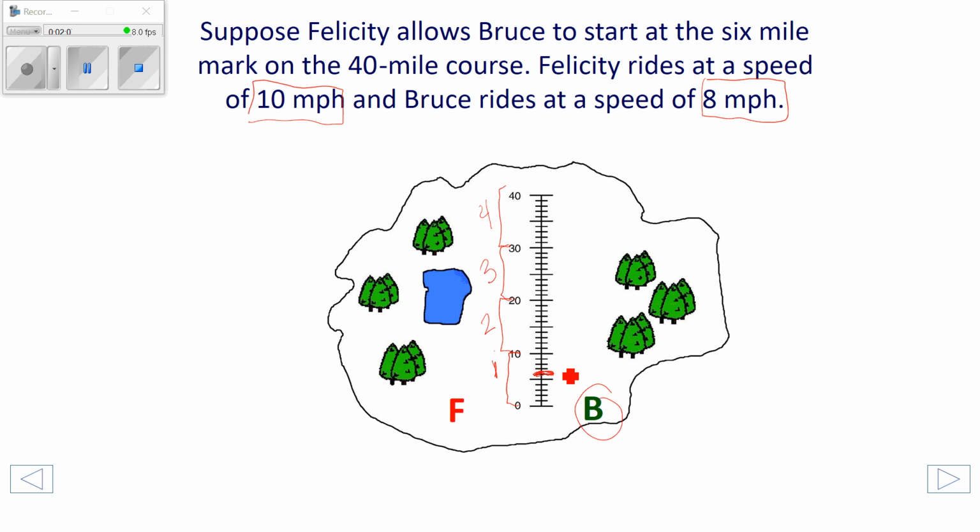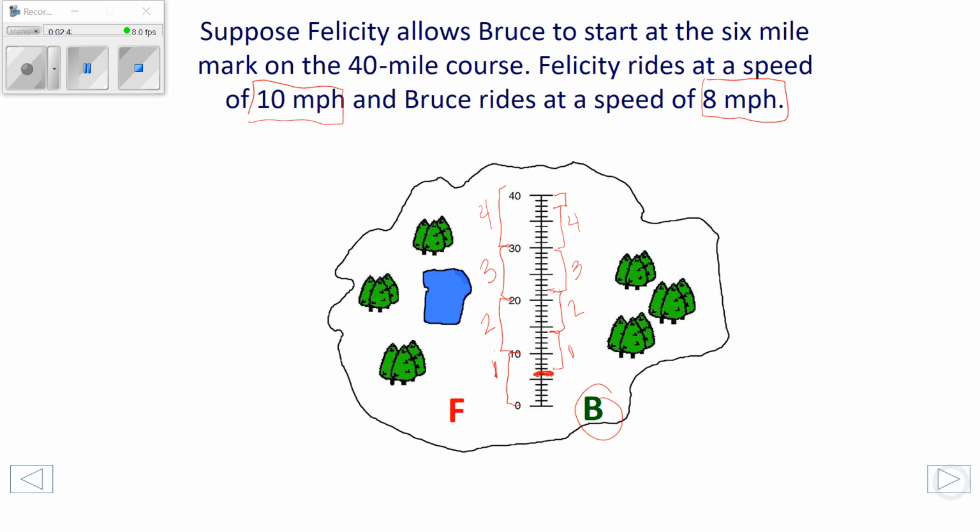Now Bruce, on the other hand, he is only going 8 miles per hour. So if he starts at 6, that means he's going to get to right here to 14. Okay, so your job right now is to pause the video and finish that number line. Okay, so look at the number line. This is kind of what it should look like. Notice that Felicity finishes in 4, but Bruce is going to take a little bit more than 4 hours to finish.